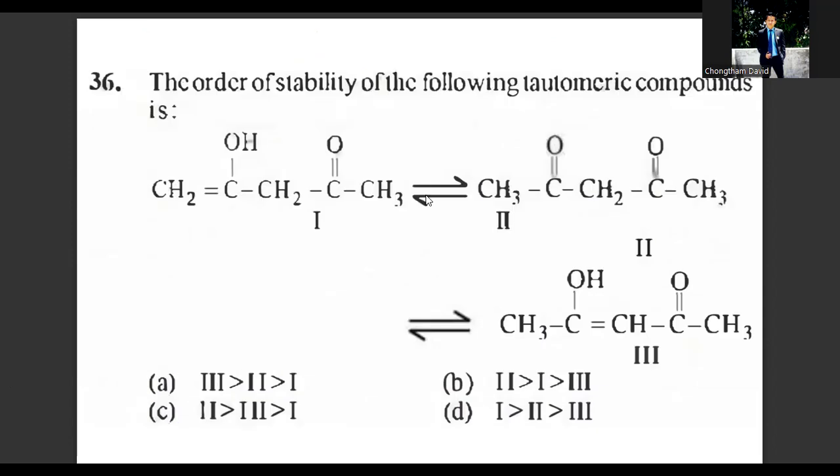The order of stability of the following tautomeric compounds will be: enolic form will predominate in compounds containing two carbonyl groups separated by a CH2 group. This is due to the following factors. Factor number 1 is presence of conjugation, which increases the stability, and formation of intramolecular hydrogen bond between the enolic hydroxyl group and the second carbonyl group, which leads to the stabilization of the molecule. Hence, the correct sequence will be 3, 2, 1. So A is the answer for question number 36.